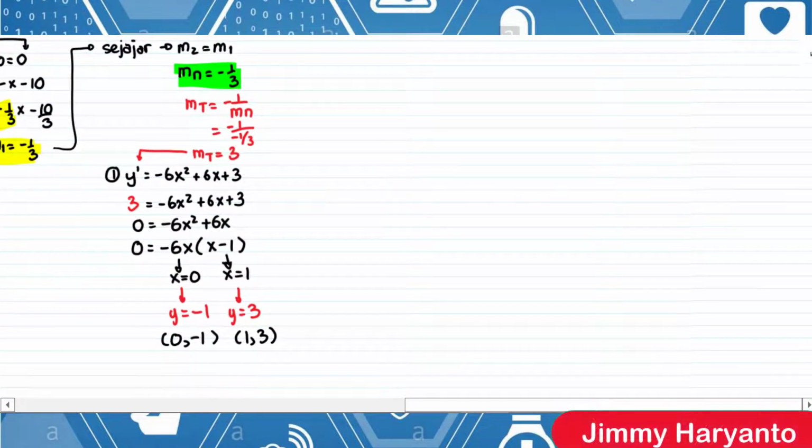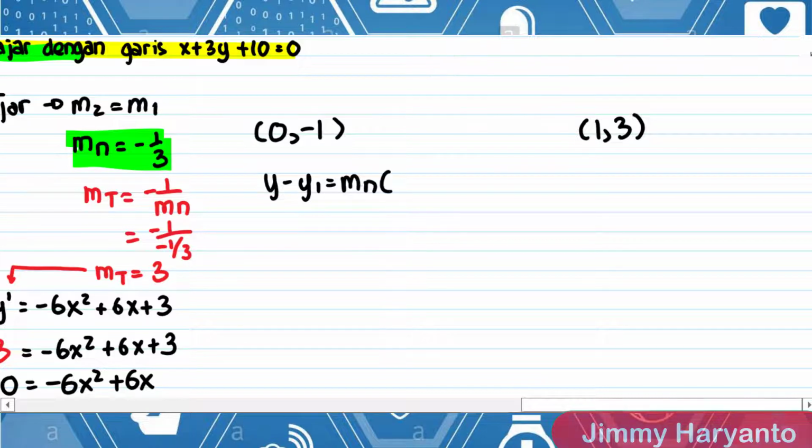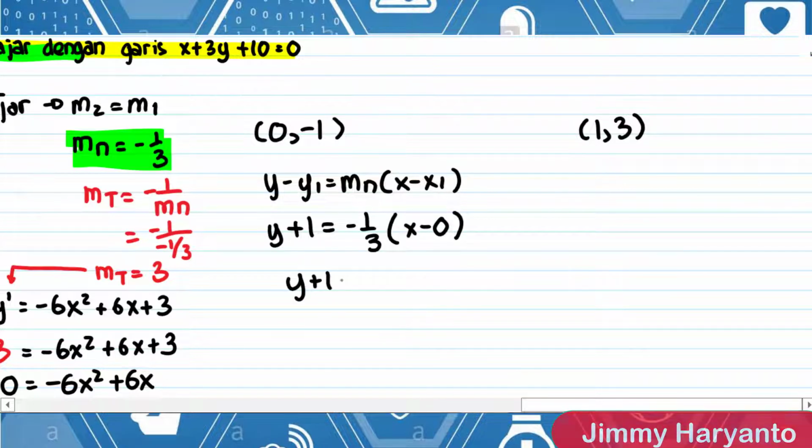And because we already know the gradient of the normal, of course, we can find the equation of the normal right now. So y minus y1 equals m normal times x minus x1. Y minus y1, that means minus negative 1, it will become plus 1. Gradient of the normal is negative 1 over 3, x minus 0. So y plus 1 equals negative 1 over 3 x. Y equals negative 1 over 3 x minus 1. Okay, so this is the first one.